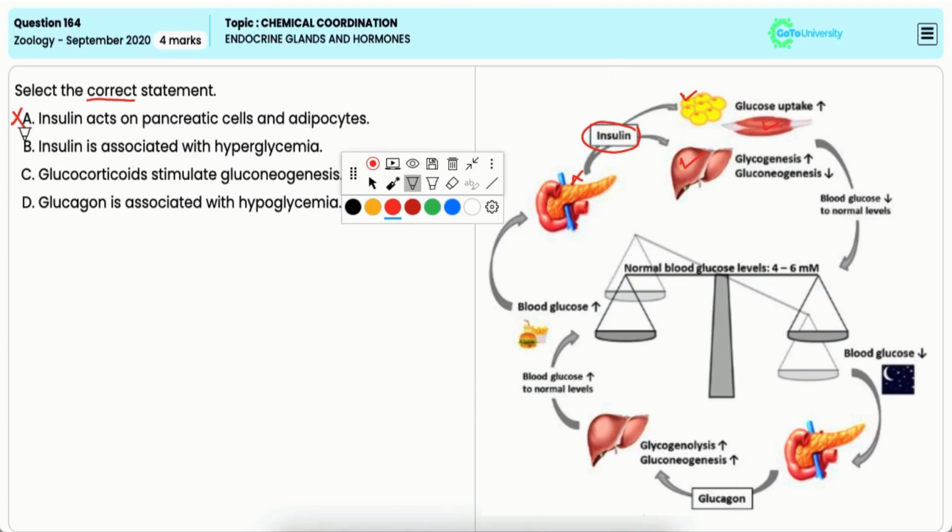Option B, insulin is associated with hyperglycemia. This is also incorrect. Insulin helps in lowering the blood glucose levels, and its deficiency is associated with hyperglycemia.